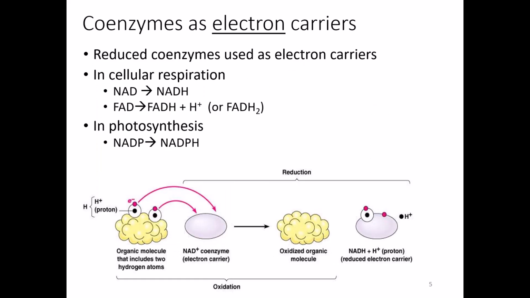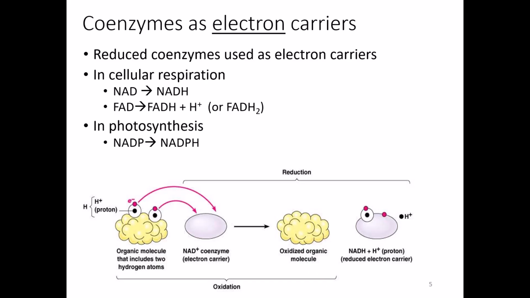We talked about coenzymes in a previous chapter. They work together with enzymes, and in this unit we'll focus on coenzymes as electron carriers. Reduced coenzymes are when the coenzyme has been reduced and picked up those electrons. In cellular respiration, NAD picks up hydrogens and electrons and becomes NADH. FAD becomes FADH2, or FADH plus H. In photosynthesis, NADP is going to be the coenzyme and it becomes reduced to NADPH.